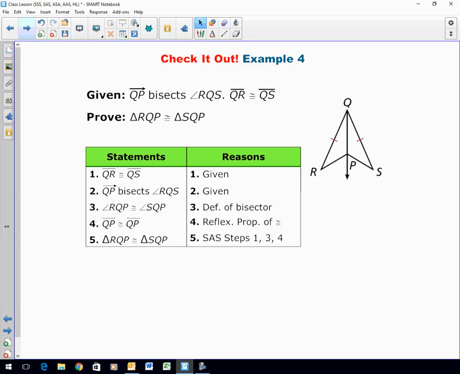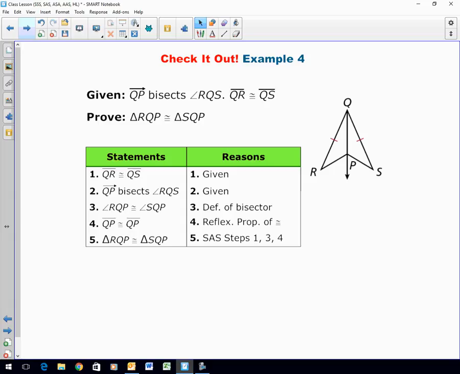Hey guys, this is what we're trying, this is the goal. So I got a couple of these on the work today because this is what we want to be able to try and do. It's given that QP bisects angle RQS. Okay? An angle bisector takes a big angle and it cuts it into two smaller congruent angles, cuts it in half. It's also given that QR is congruent to QS. Okay? So I go through, I'm trying to prove that these two triangles are congruent.